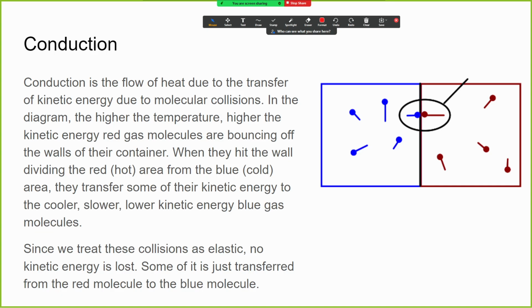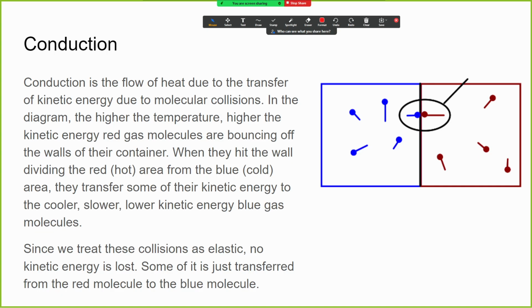So an example of conduction, once again, back to holding an ice cube in your hand: I am in physical contact with that ice cube, so I am conducting heat from my hand to the ice cube. Okay. So in the diagram here, the red gas molecules have a higher kinetic energy and they're bouncing off the walls in their container.